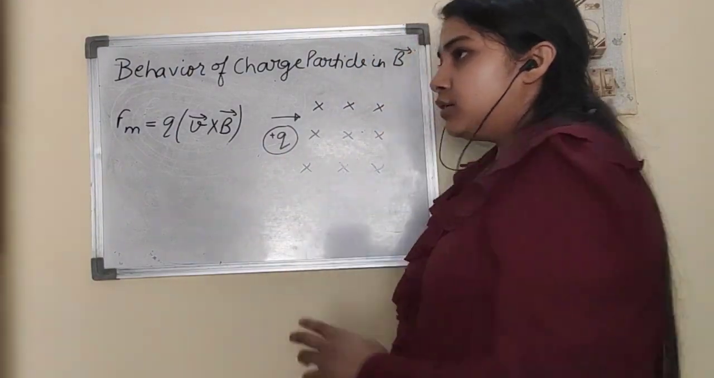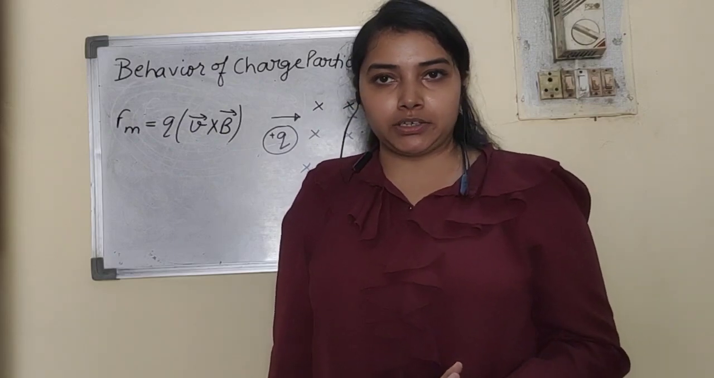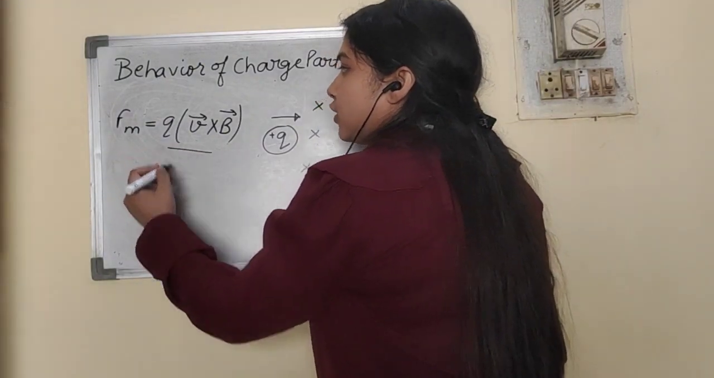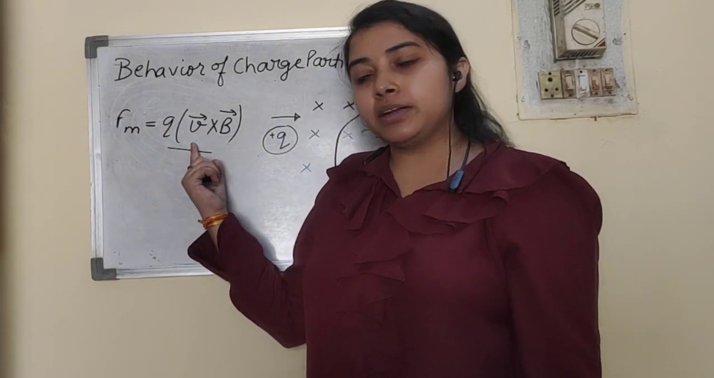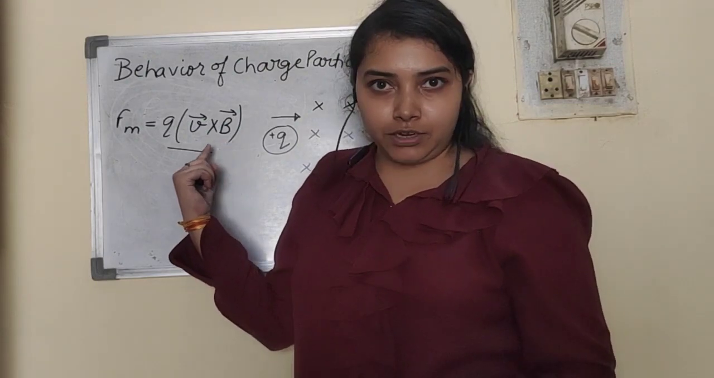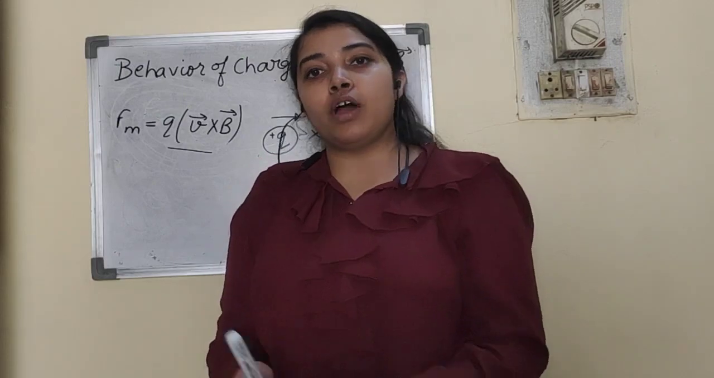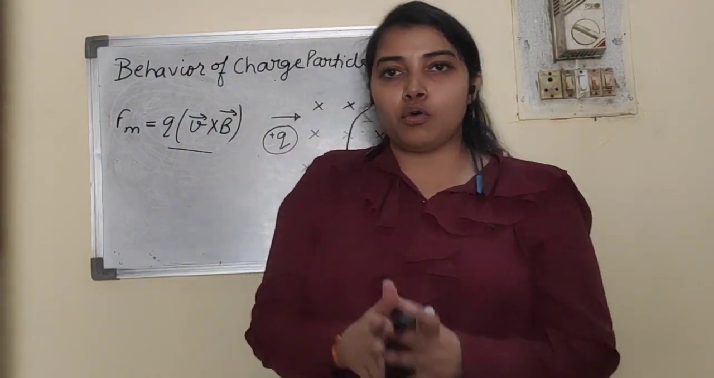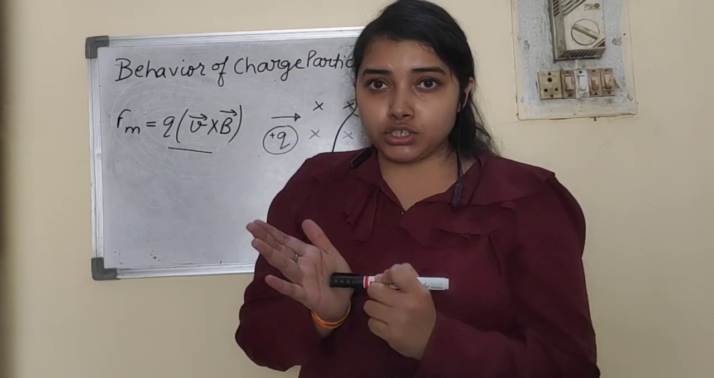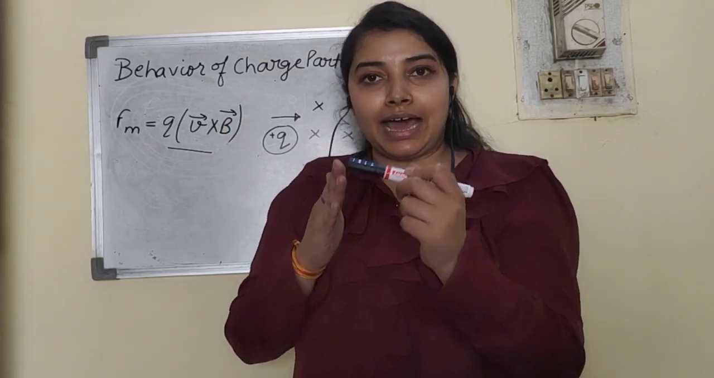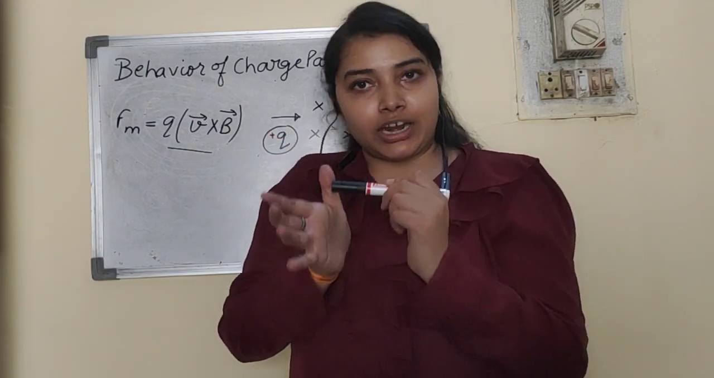So, charged particle will experience a certain kind of force, and this force will tend to change the direction of the charged particle. This force is given by QV cross B, where Q is the magnitude of the charge of the particle, V is the velocity of the charged particle, and B is the magnitude of the magnetic field. Now, how can you find in which direction the charged particle will move after the magnetic force? The direction of force is given by right hand palm rule. Palm will represent the direction of force, your finger will represent the direction of magnetic field, and your thumb will represent the direction of motion of the charged particle.